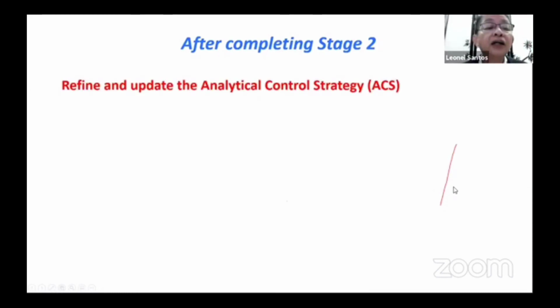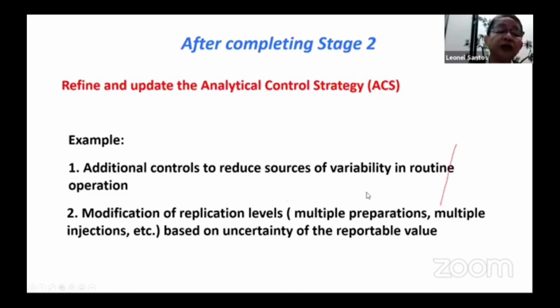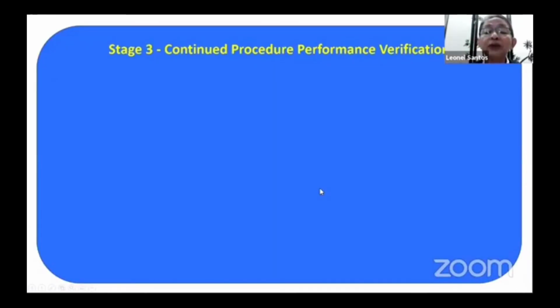So after completing stage 2, one would need to refine and update the analytical control strategy. Because, for example, this would include, let's say, you wanted to have additional control so as to reduce the sources of your variability in a routine operation, and you can modify the replication strategy or replication level. Say, you can increase the number of injections, you can increase the number of sample preparations, and these are all based on the uncertainty of the reportable values.